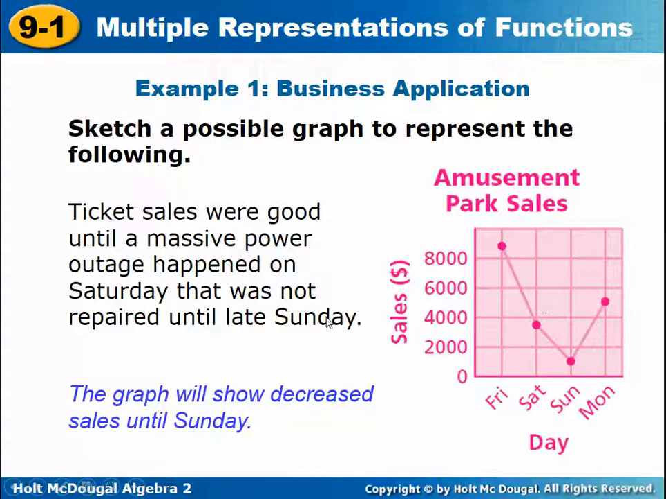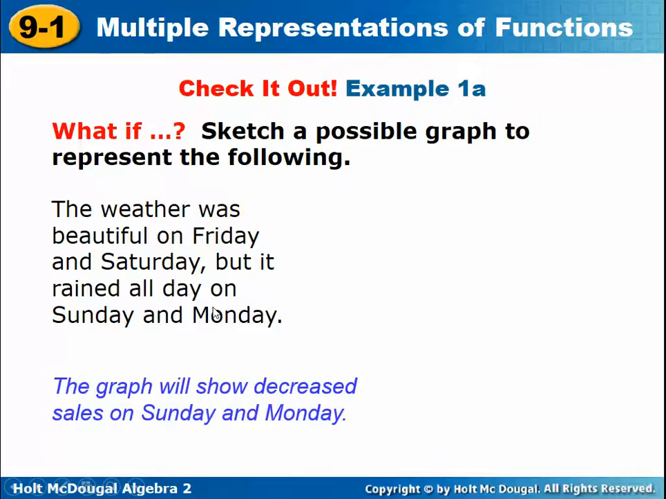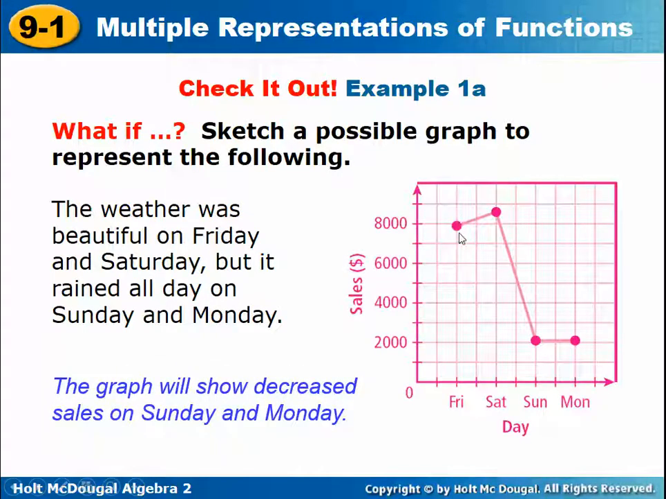That's one possible graph. Here's another possible graph for: the weather was beautiful on Friday and Saturday, but it rained all day Sunday and Monday. Same problem with the ticket sales. So beautiful on Friday and Saturday, so good sales, but then the sales went way down because it rained all day Sunday and Monday.